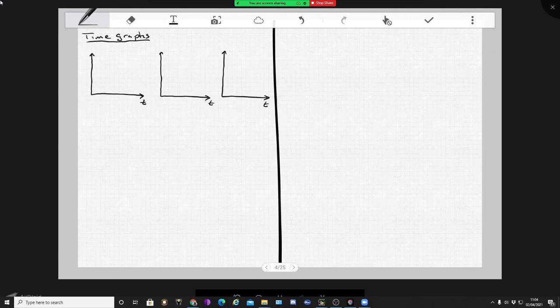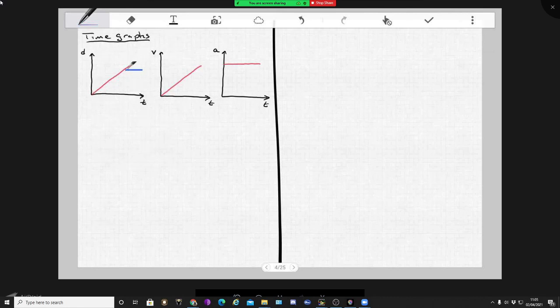Time, position, I'll call it D. We use lots of symbols for position: X, Y, Z, D, S, and then V and A. I'm just going to keep it simple. Straight line, straight line, straight line. Now I know I've gone for a different kind of straight line there. I've gone for a horizontal one because that is a really common one to meet.